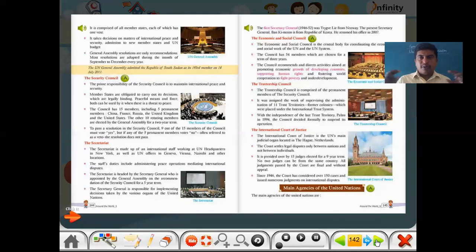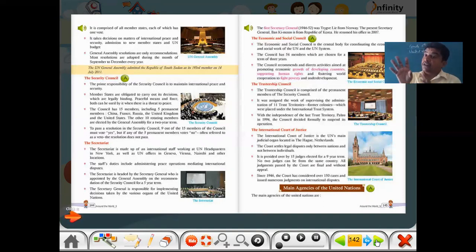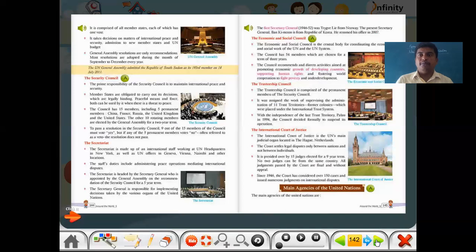The last function of this General Assembly: the General Assembly resolutions are only recommendations. Whatever resolutions are made, the functions and plans framed in the General Assembly will be executed. This is like an elder brother. Most resolutions are adopted during the month of September to December every year, and most of the decisions will be taken by the United Nations Organization. We are in the month of September.